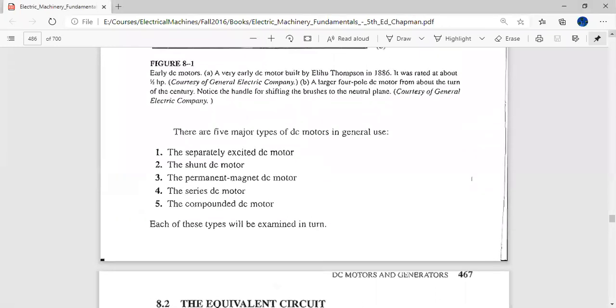So we saw that there are 5 constructions of the DC machines. These are the constructions for the DC motors, but the same machine can also work as a generator. If instead of giving electrical power, we start giving it mechanical power and start extracting electrical output, then it becomes a generator. So the construction of the machine is the same, only the direction of the power flow is reversed. Okay, so we saw there are 5 types.